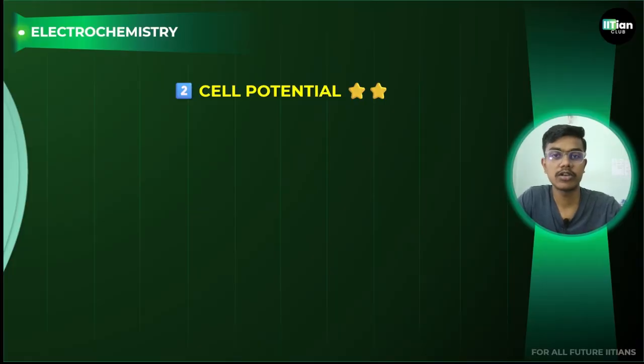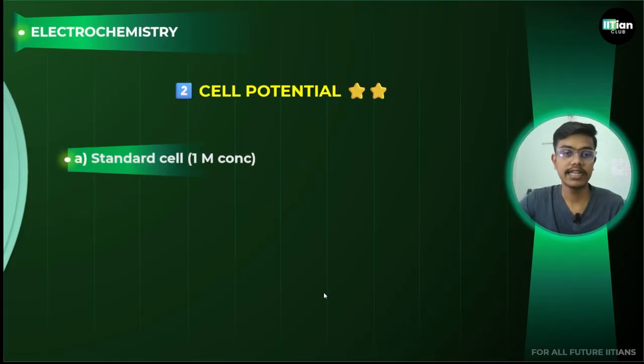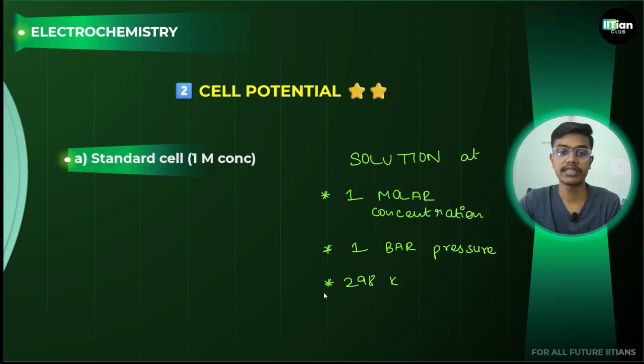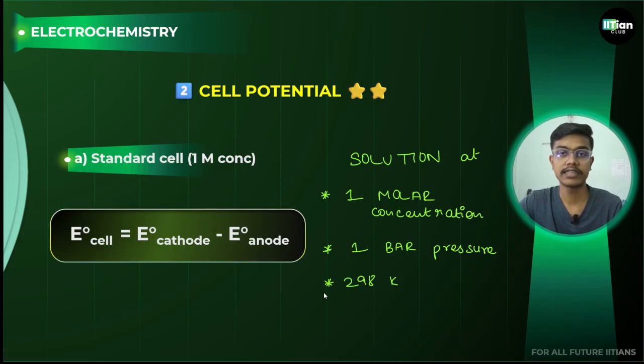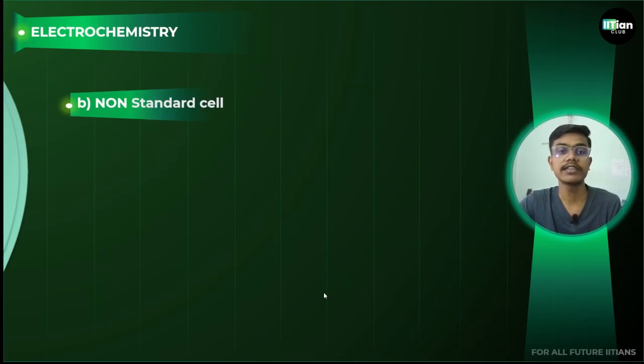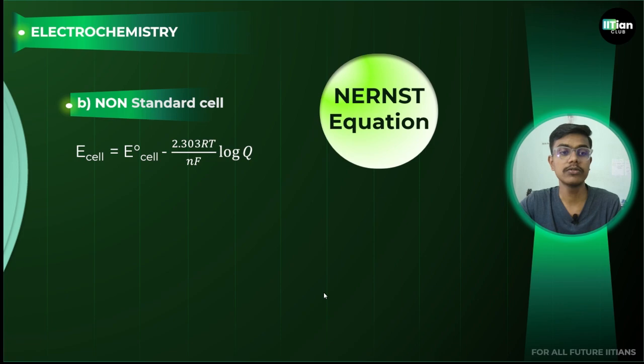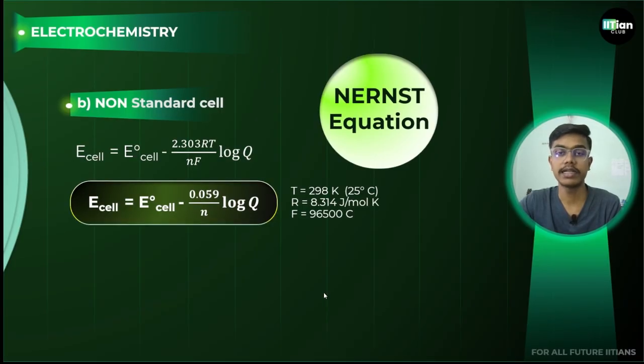Next, we have the most important topic of this chapter, cell potential. For a standard cell, that is for 1 molar concentration and 1 bar pressure at temperature equal to 298 Kelvin, cell potential is given as potential of cathode minus potential of anode. Note that these both are reduction potentials, but if it is a non-standard cell, we'll be using the Nernst equation. E cell is equal to E naught cell minus 2.303 RT by nF log Q. If we take the temperature as 298 Kelvin and substitute the values, you will get a simplified expression like this.